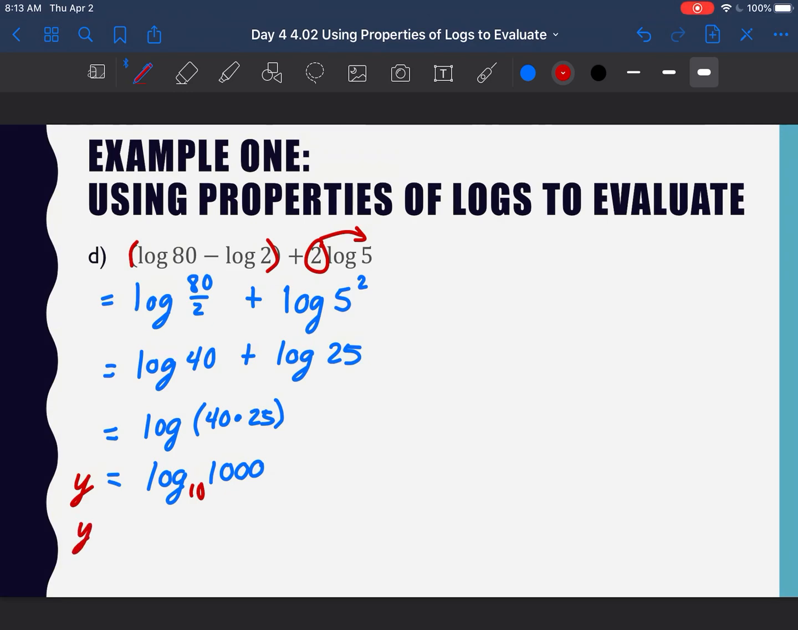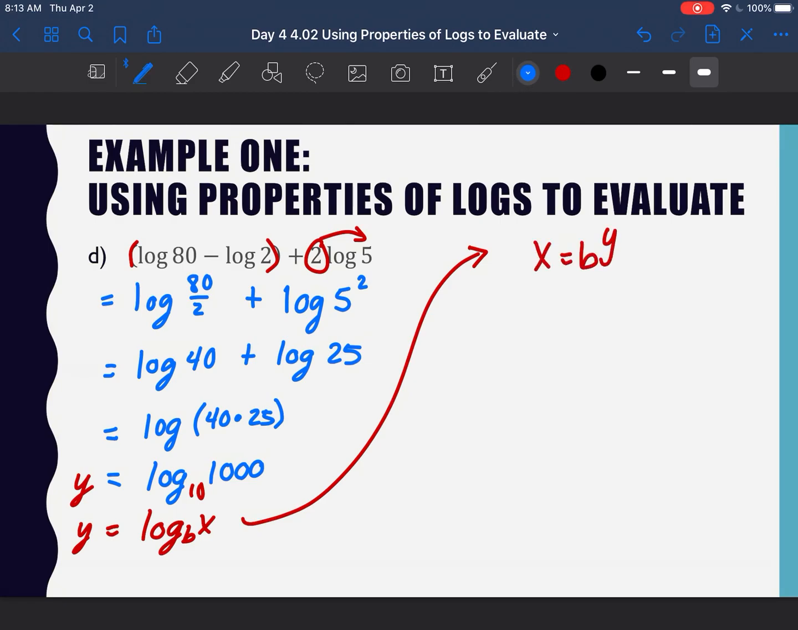So back to the same thing, y equals log base b of x. Then we're going to write over here in exponential form, x equals b to the y. So I believe that's 1,000 equals 10 to the y. Change the 1,000 to match the 10, so 10 to the 3rd would be 1,000. And then cancel out the 10s. And so it looks like 3 is your answer.